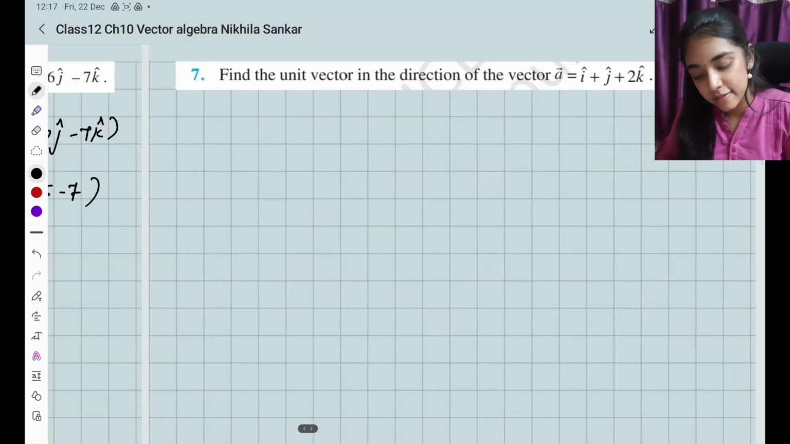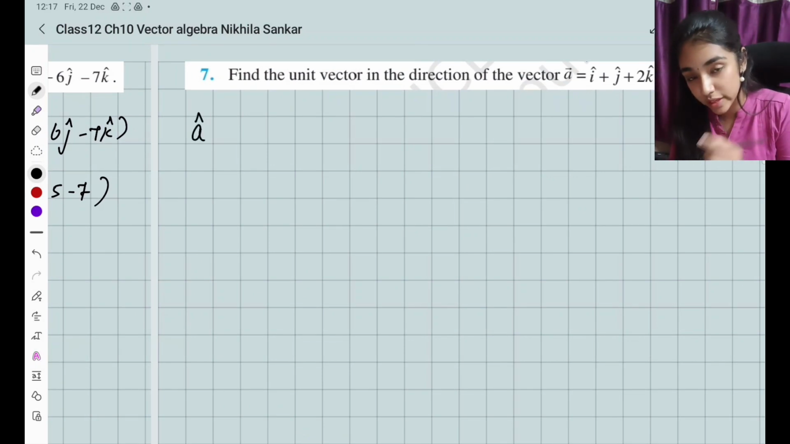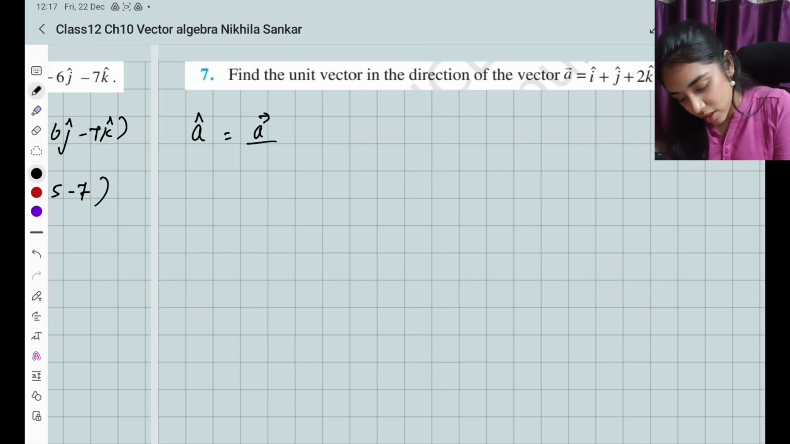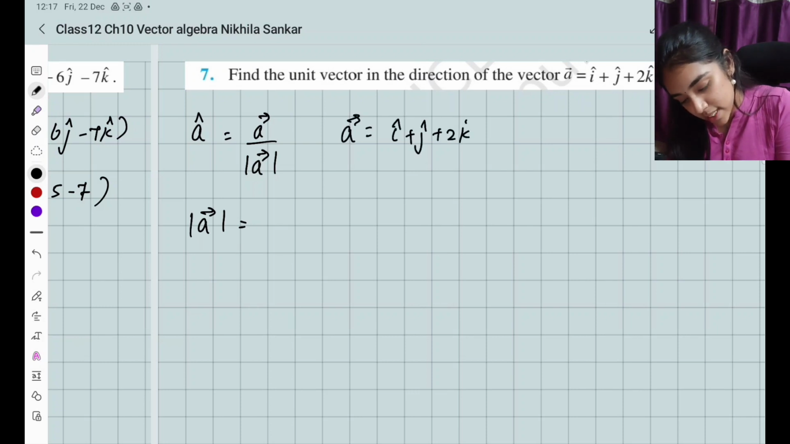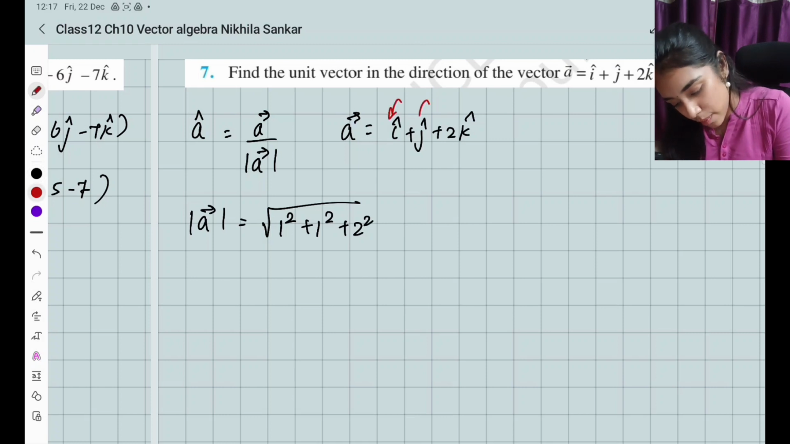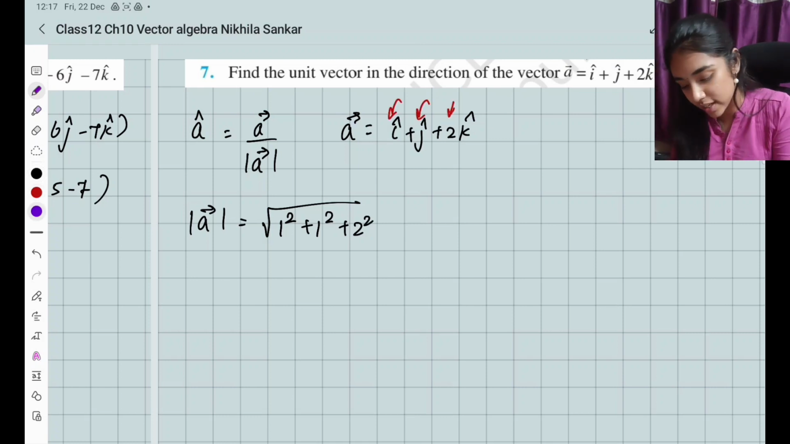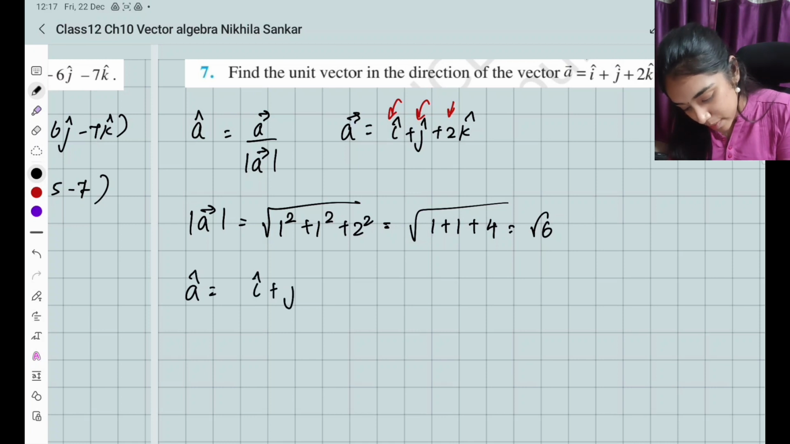Question number 7. Find the unit vector in the direction of the vector a. So if a unit vector in the direction of a na anartha, we have to find a cap, which is going to be a vector divided by the magnitude of a vector. If a magnitude of a vector enna, first a is given to be I cap plus j cap plus 2k cap. Okay. Now when I find the magnitude, I have square root of 1 square plus 2 square. Basically, இங்க இருக்கிற components ஒன்னொன்னுத்தையும் நான் square பண்ணி add பண்ணி square root எடுக்கிறேன். Okay. Now inside the square root, I have square root of 1 plus 4, which is root 6. So a cap is going to be I cap plus j cap plus 2k cap divided by root 6.